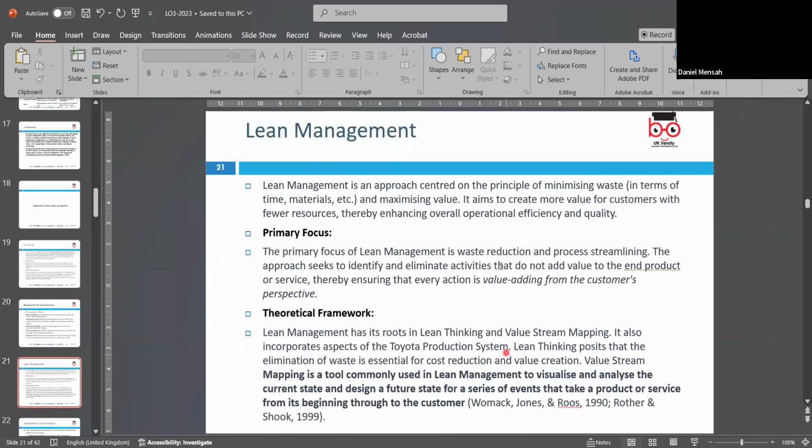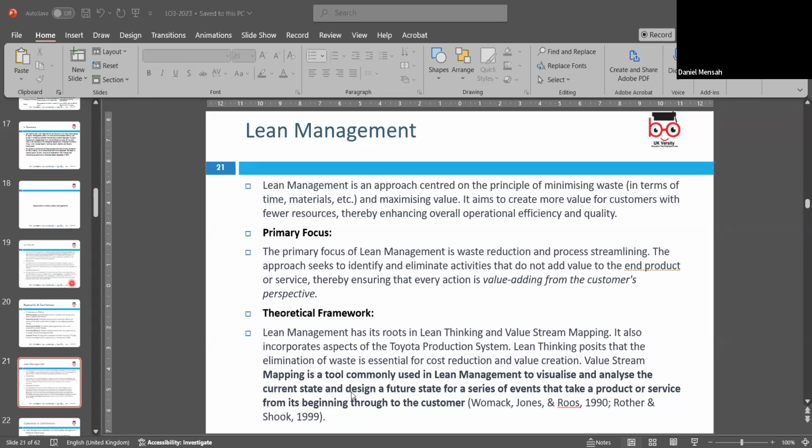We have already discussed this one in the previous session also. But again, quickly, lean management is also about reducing waste in all forms, time, material, energy, to increase efficiency and bring value in your production operations or in your processes. So this is the main focus of lean management: reducing the waste.